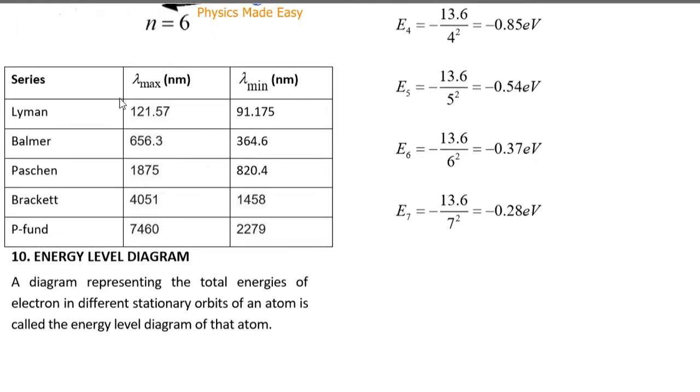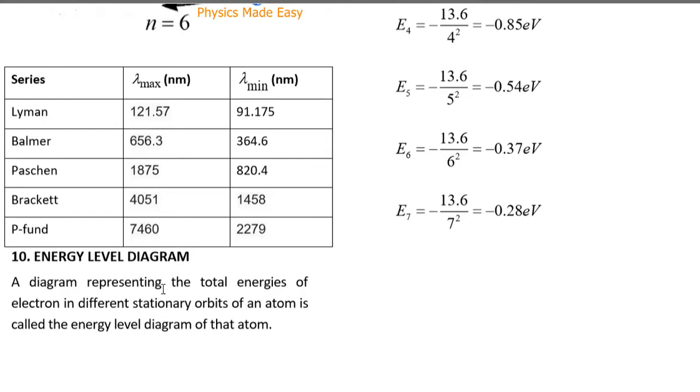Remember this range. For Lyman, it is 912 to 1212 angstroms, and this from 3600 angstroms to 6560 angstroms, and this goes from 8200 angstroms to 19,000 angstroms, and this goes from 14,580 angstroms to 40,510 angstroms, and Pfund goes from 22,790 angstroms to 74,600 angstroms.